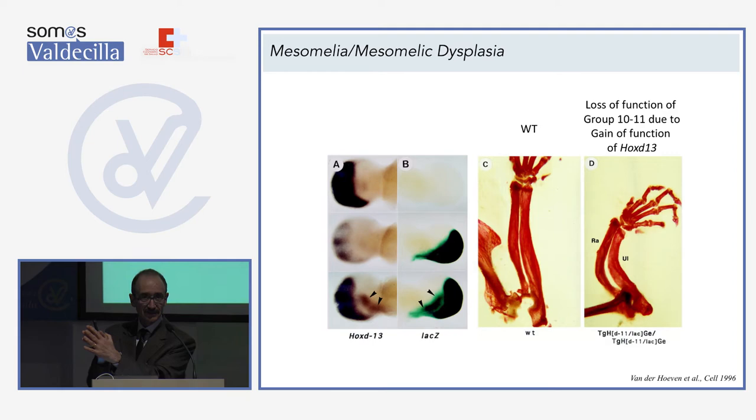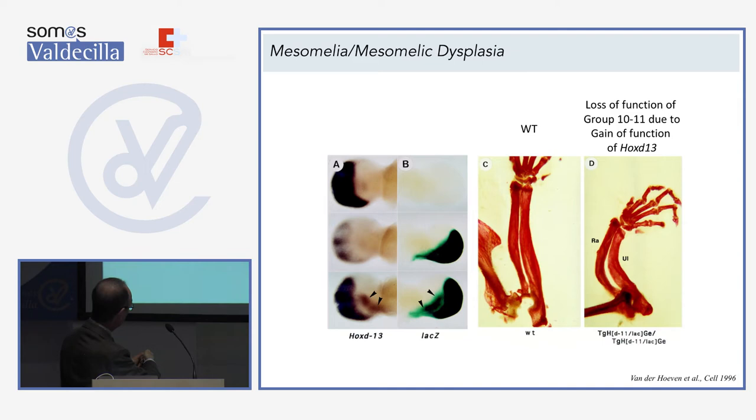This is the mutant. You see number 13 in digits, but in addition, you see number 13 in the forearm, in a place where it should not be. This is quite similar to what you would get if you would remove the boundary. If you remove the boundary, now the proximal enhancers, forearm enhancers, touch 13, and you activate 13 here.